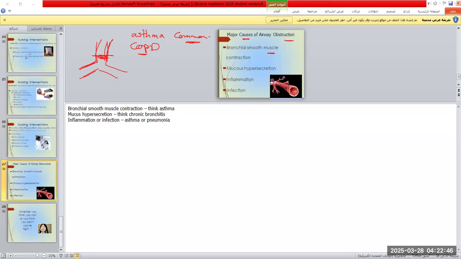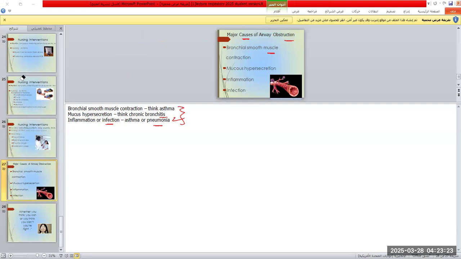Mucus hypersecretion, like chronic bronchitis, also may obstruct the airway, and inflammation or infection like asthma or pneumonia. So anything related to lower respiratory tract infection can obstruct the airway. Airway obstruction is an emergency and it needs urgent intervention like O2 inhalation, and also giving medication like cortisone and beta 2 agonists. So now let's talk about medications of the respiratory system.